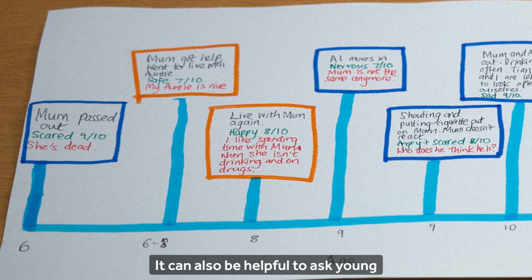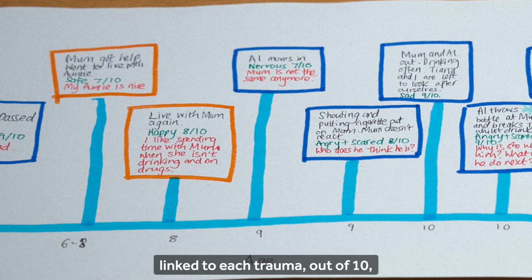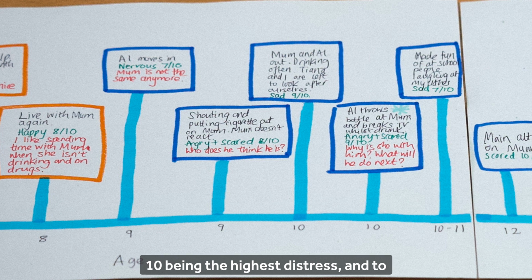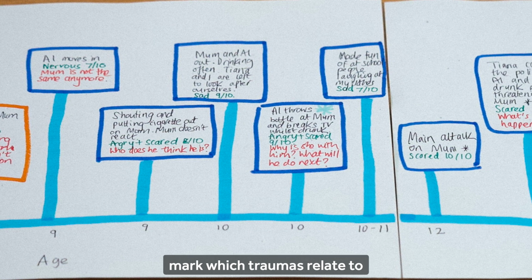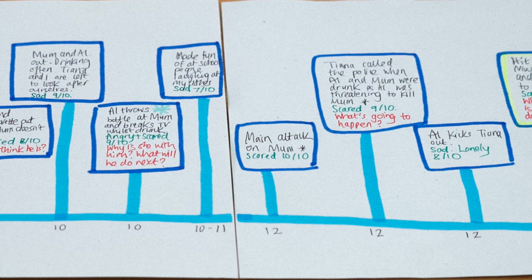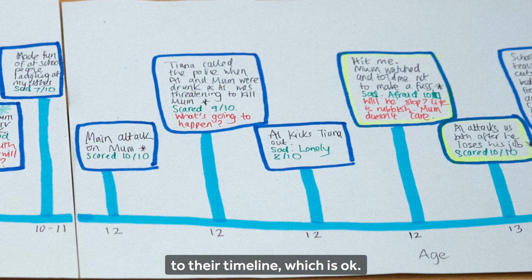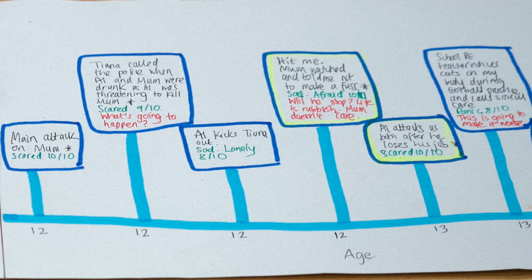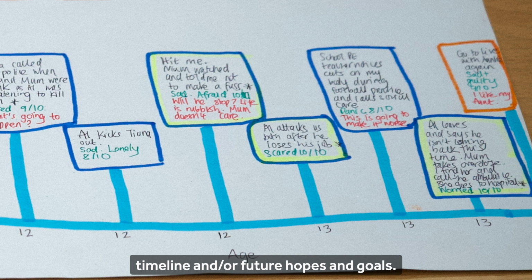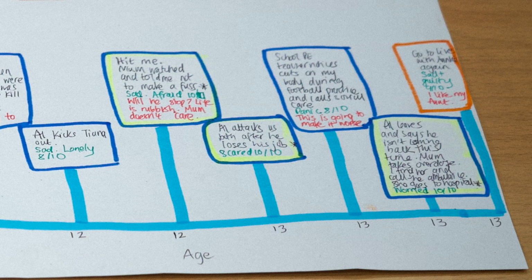It can also be helpful to ask young people to rate their distress level linked to each trauma out of 10, 10 being the highest distress, and to mark which traumas relate to re-experiencing symptoms that they are currently having. Not all young people will be able to add this level of detail to their timeline, which is okay. Young people should also be given the option to add positive events to their timeline and/or future hopes and goals.